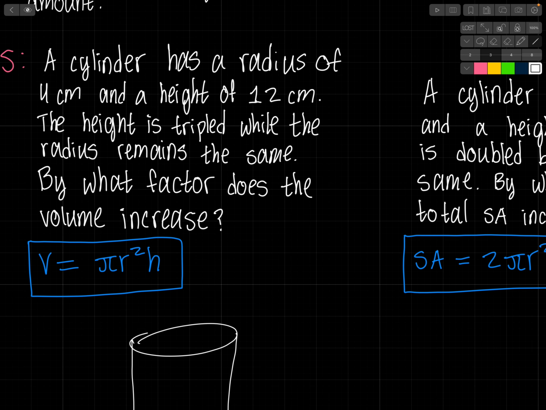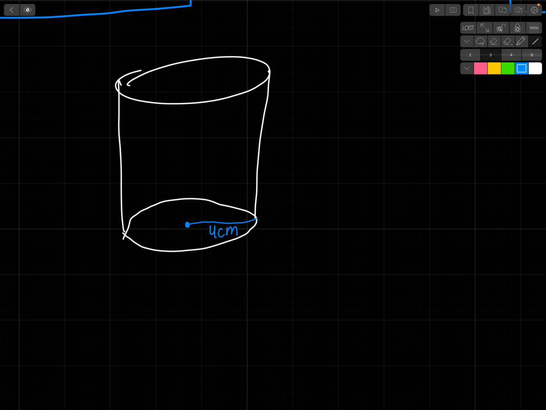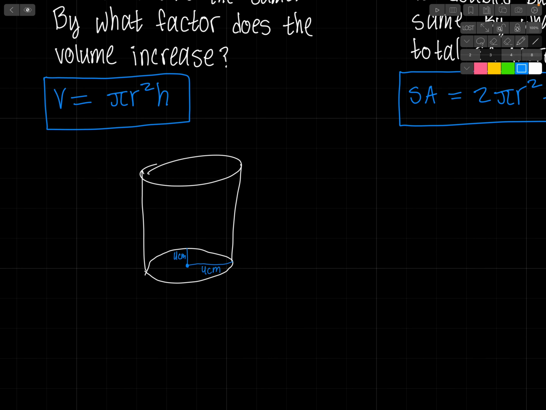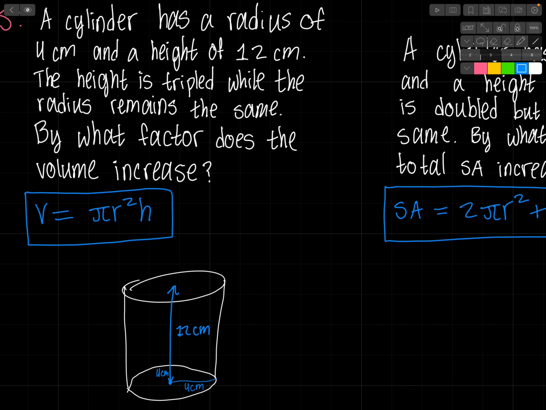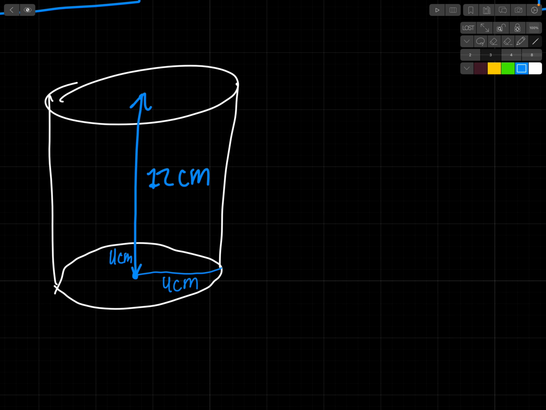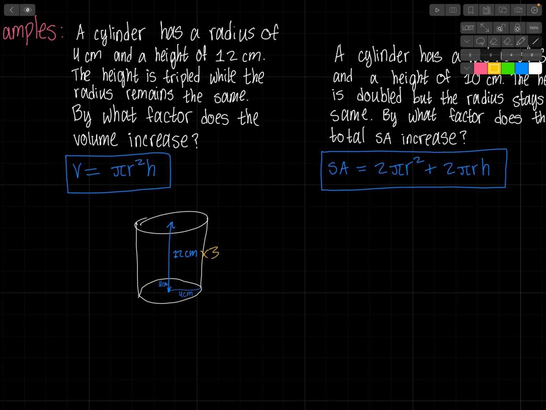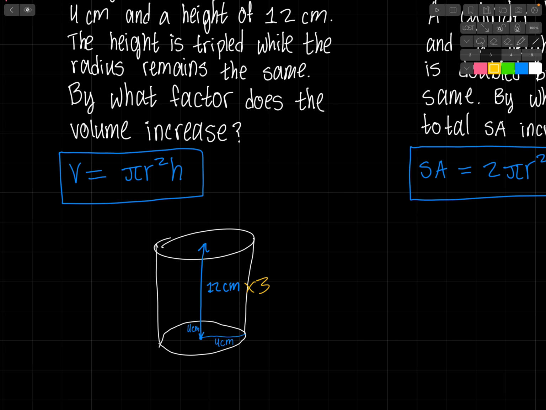So the radius is 4 centimeters. So we have the radius, which is 4 centimeters. So that means this is also 4 centimeters. Okay. And then the height is 12 centimeters. So we have the height, which is 12 centimeters. So this height is being tripled, times 3, while the radius remains the same. So by what factor does the volume increase?